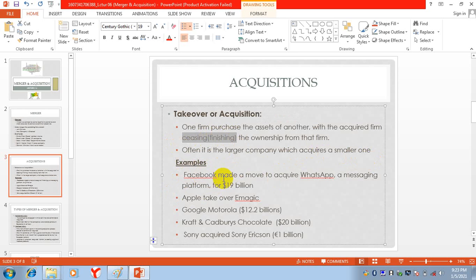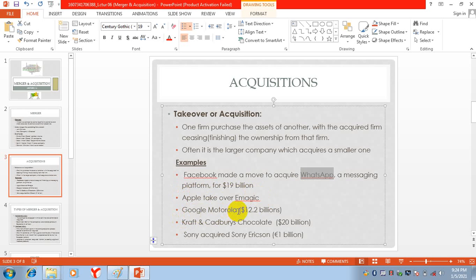Now some examples. Facebook made a move to acquire WhatsApp, a messaging platform, for $19 billion. So think about this. Facebook purchased WhatsApp totally, and they paid $19 billion for that. Apple took over Amagic. It's another company. Apple, the mobile company, purchased Amagic.